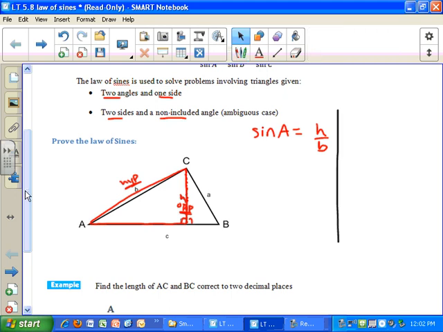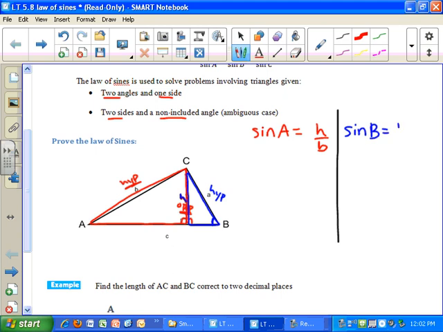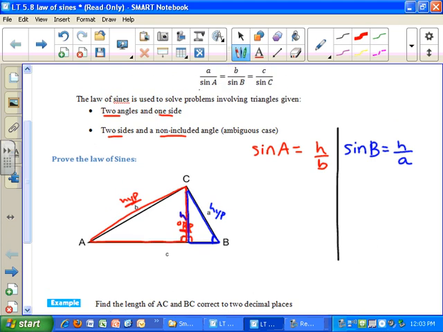Now we use the sine in this other triangle. If we use angle B, we still have h as the opposite side, but now this becomes the hypotenuse. Because we're using opposite and hypotenuse, I can still say that the sine of B is opposite h over hypotenuse, which is a. We're going to use those two equations to somehow get back to what the law of sines is saying.